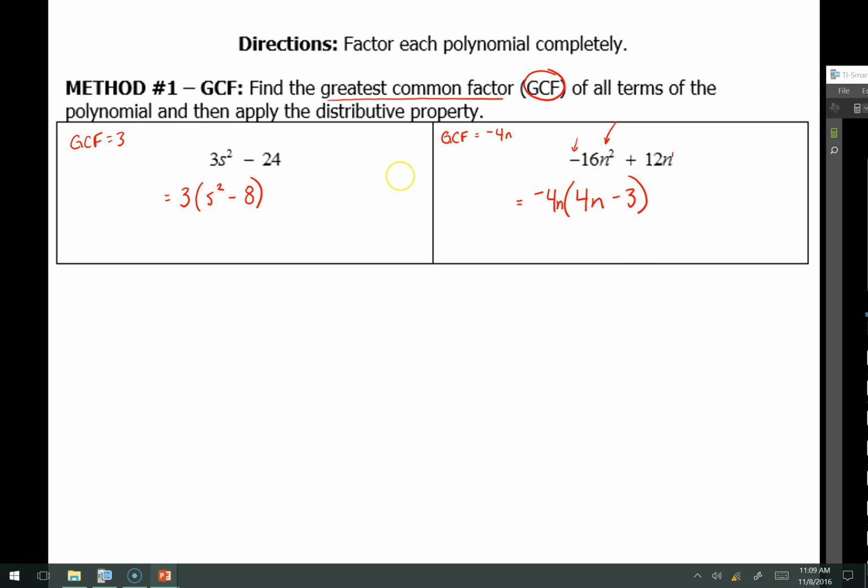Now, with all factoring, GCF and the other methods, you can always check your work, because you can, in this case, take the distributive property and distribute the GCF back into the expression, and you should get the problem that you started with. If you distribute it back in and you don't get the problem back, that means you've made a mistake somewhere and you should go back and look for that mistake.